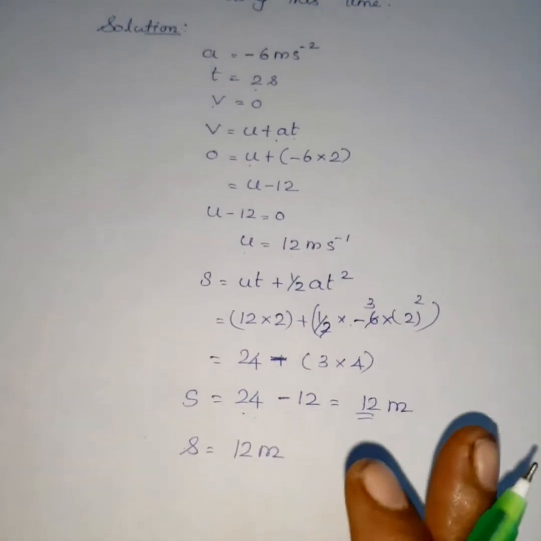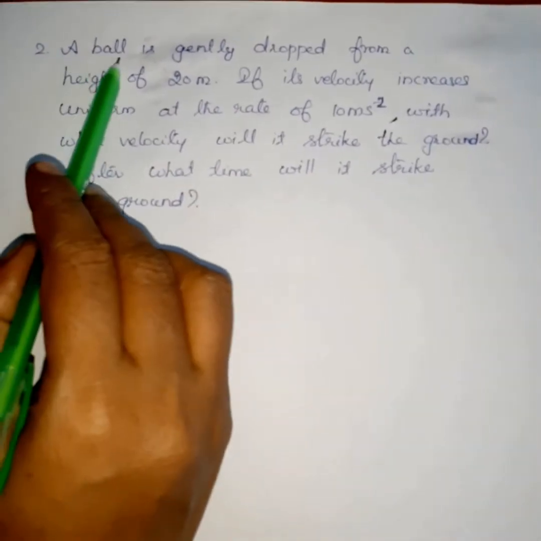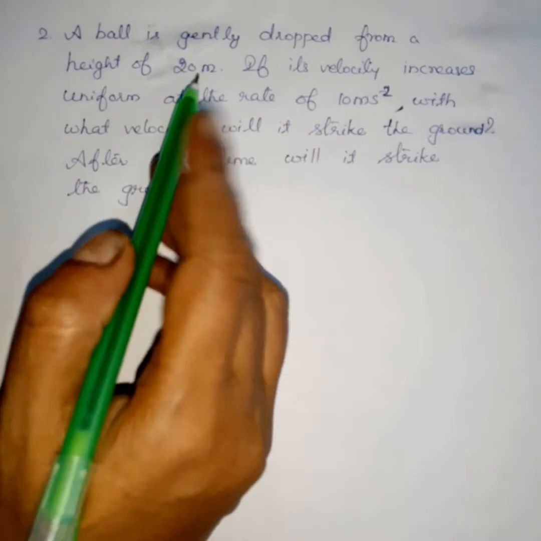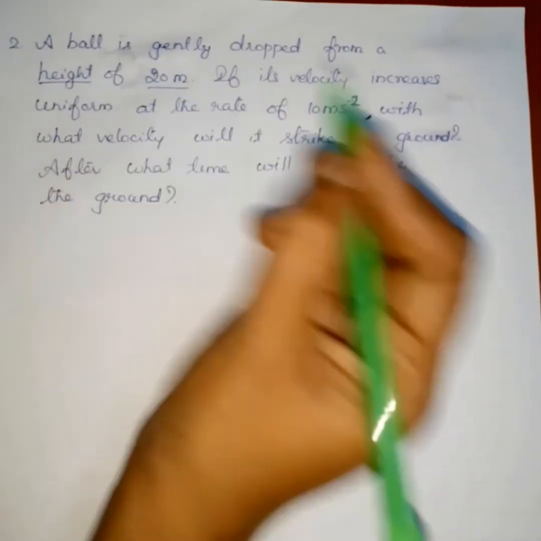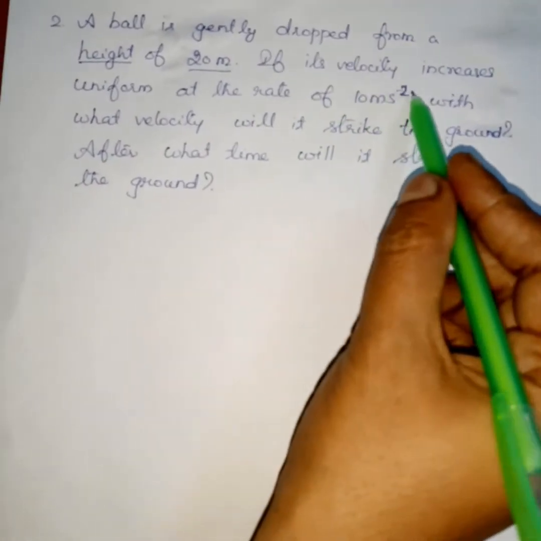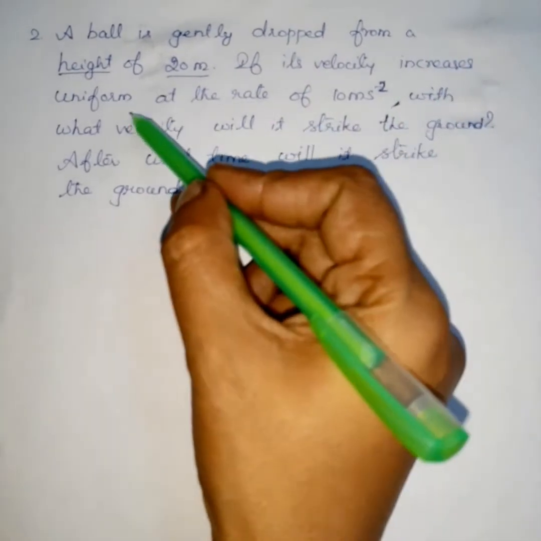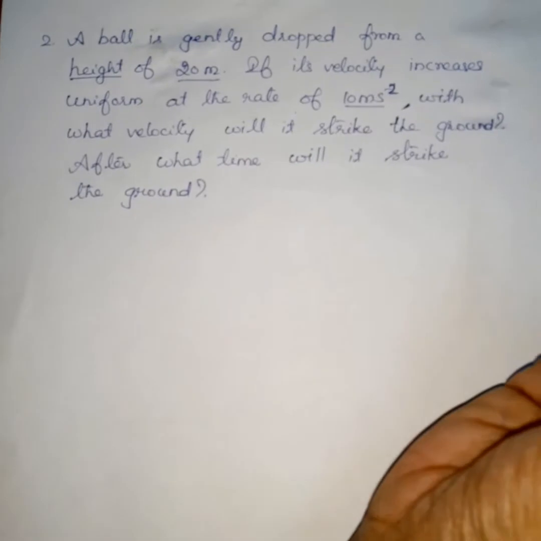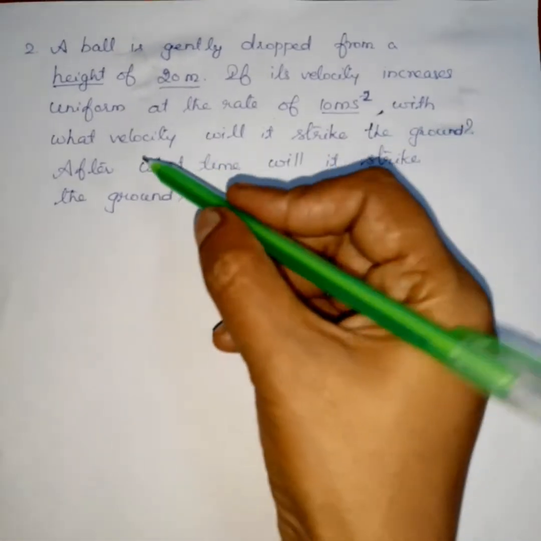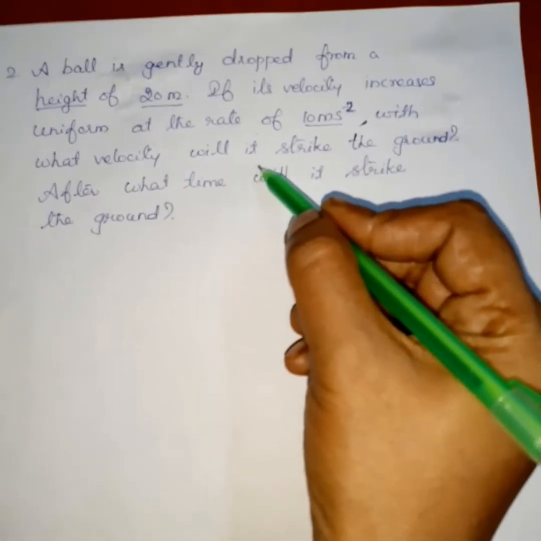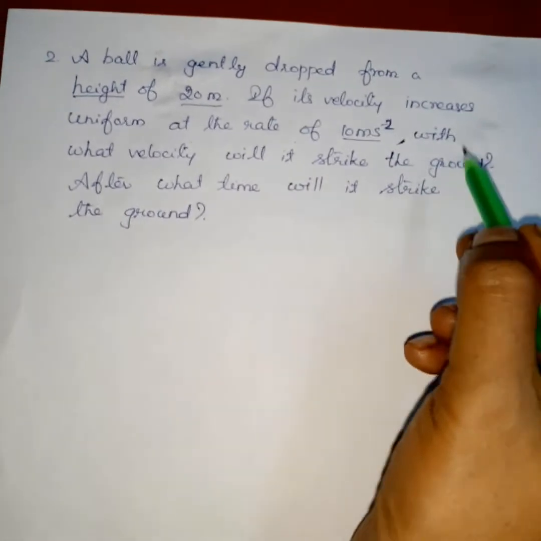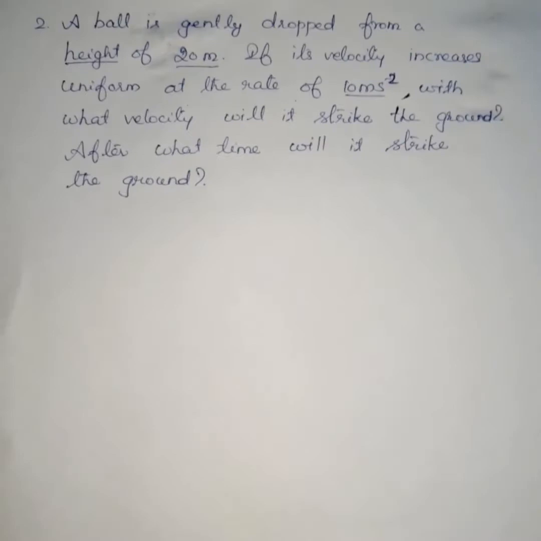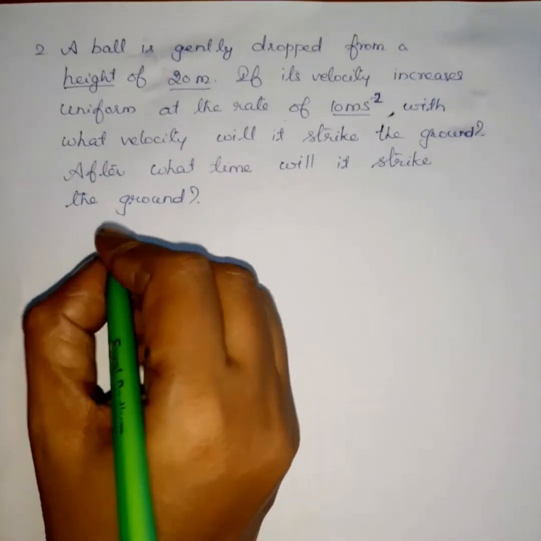Okay. To calculate the second sum: a ball is gently dropped from a height of 20 meter. If its velocity increases uniformly at the rate of 10 meter second power minus 2, with what velocity will it strike the ground? After what time will it strike the ground?